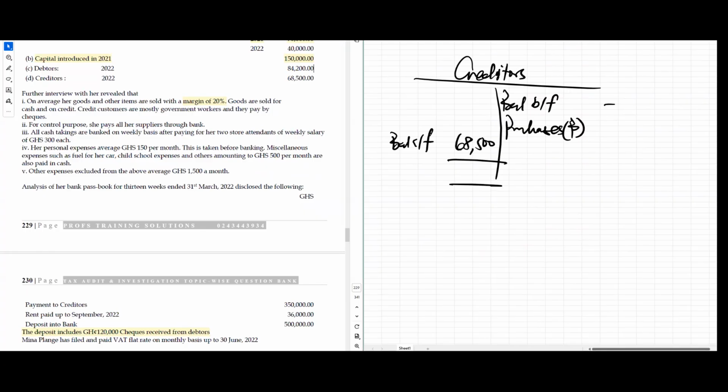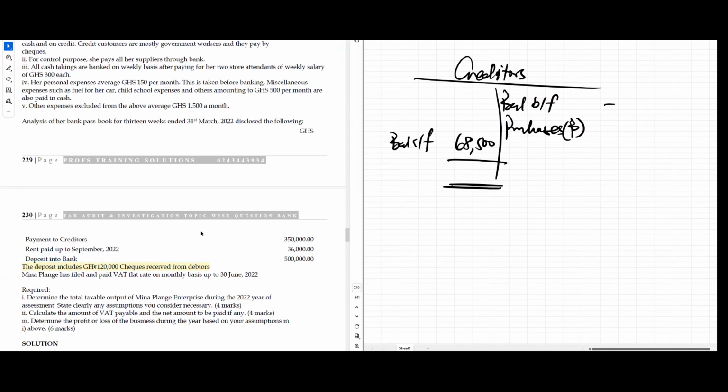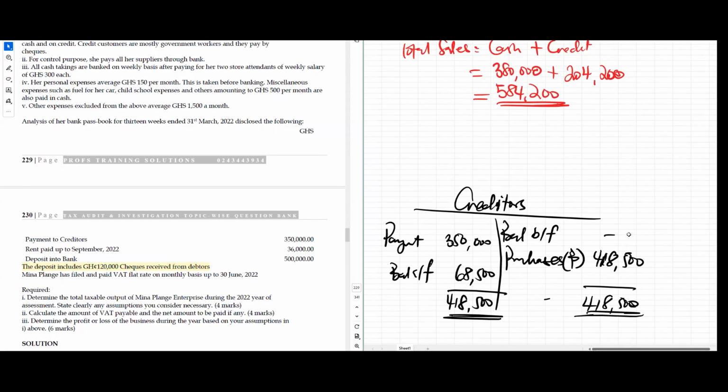68,500, right? By the end, we also know that in the bank book, she paid how much? Payment to creditors, she paid how much? 350,000. Okay. So when you add this and this, what do you get? 350,000 plus the 68,500, we end up with 418,500. So 418,500 should be the same thing at both sides. That means the difference is still what? The purchases being 418,500. So we've gotten purchases, we've gotten sales. Have we not? Yes, we have.